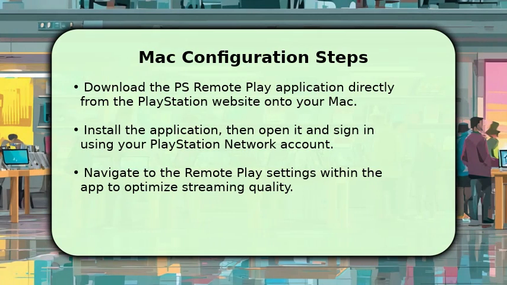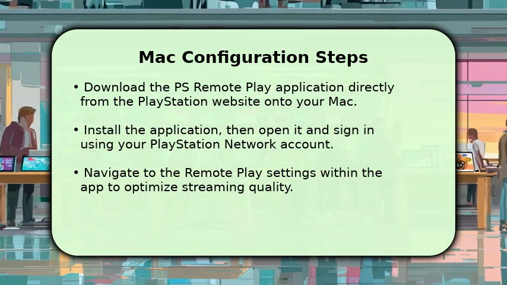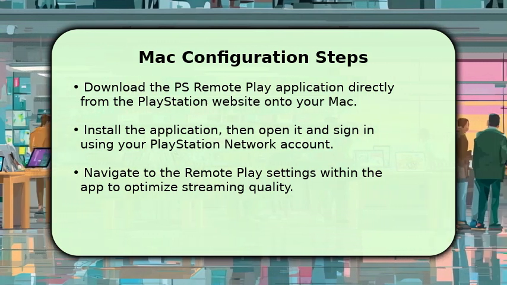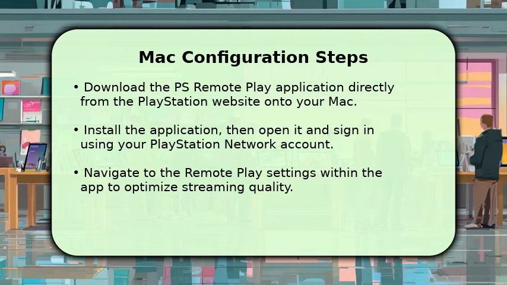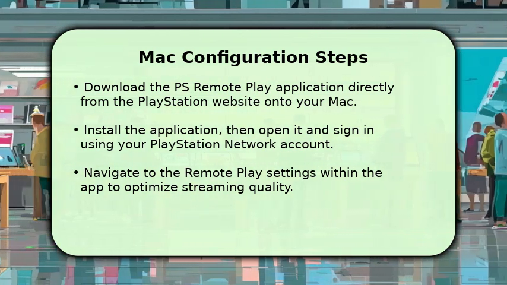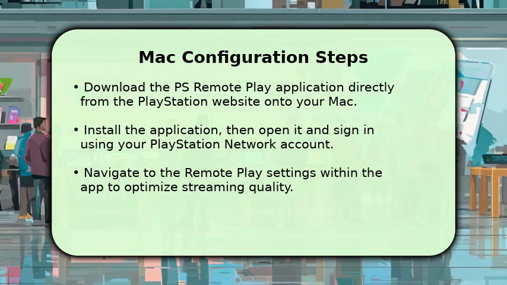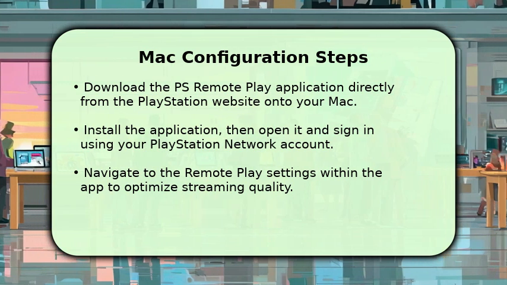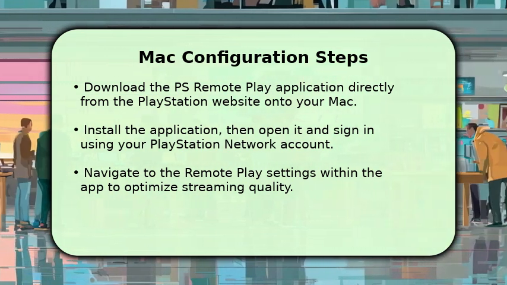Once on your Mac, download the official PlayStation Remote Play application from the PlayStation website. After installation, launch the application and sign in with your PlayStation Network account. You might need to adjust some settings, like video quality or resolution, to match your internet speed and Mac's capabilities. A good starting point is 7280 pixels for a balanced experience.